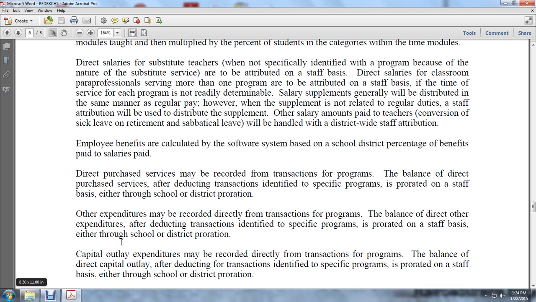Direct purchases may be recorded for the transaction for the program. The balance of direct purchases, after deducting transactions identified with specific programs, is prorated on the staff basis, either through the school or district appropriation. Other expenditures may be recorded directly to the program, and the balance of other expenditures, after deducting transactions identifying specific programs, is related on the staff basis, either through school or district appropriation. The capital expenditures may be recorded directly to the transaction for the program.